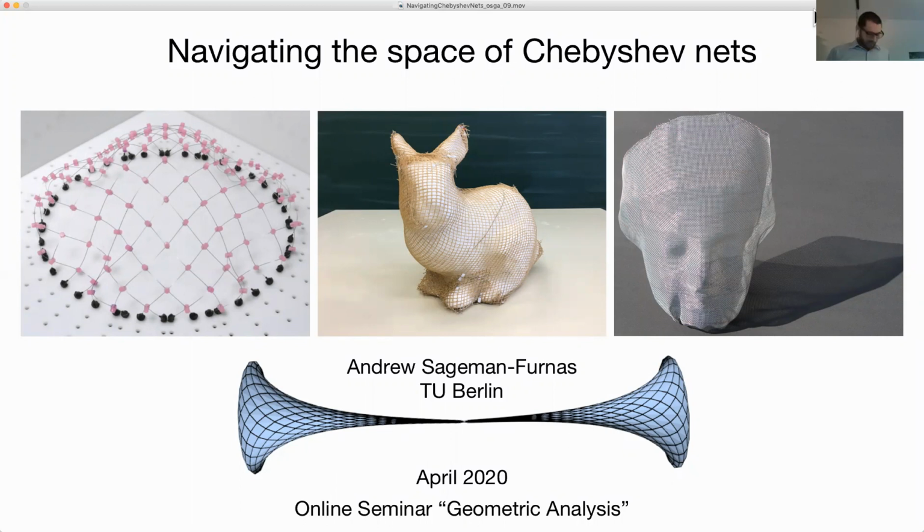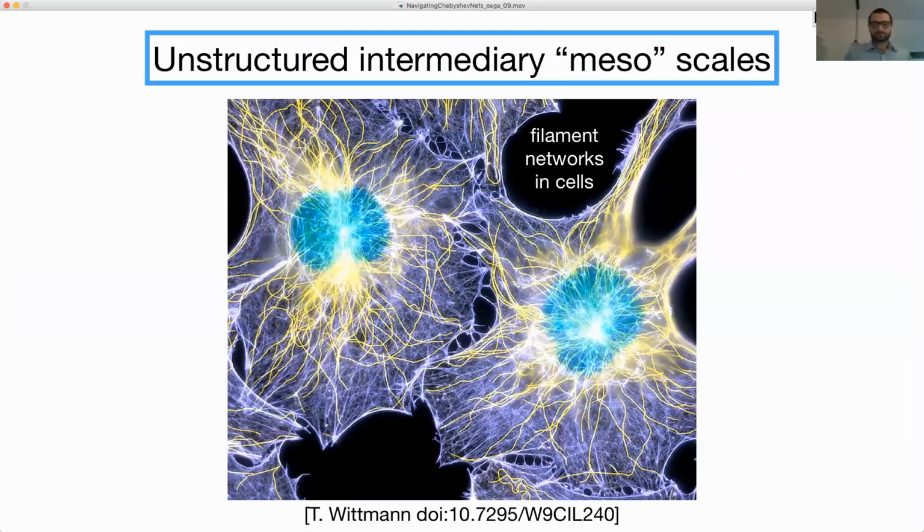So let me start by showing these three pictures here that you see. I just want to tell you a little bit about my work. Unlike everything else that you may see in the world, which we definitely know to understand as either a smooth structure or a discrete structure, my work tries to focus on what I call the intermediary or the mesoscale.